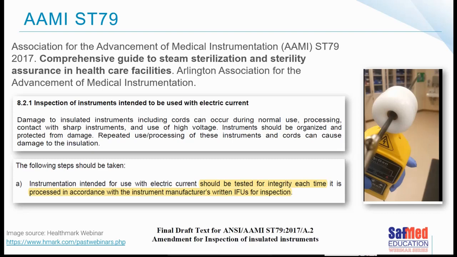Therefore, one of the steps, this is just the first step they mentioned, and I pointed to this one because this is something really new for us, is that instrumentation intended for use with electrical current should be tested for integrity each time. Not just inspected, not just identified, not just taken out of course, tested, specifically tested in a process in accordance with the instrument manufacturer's instructions for use.